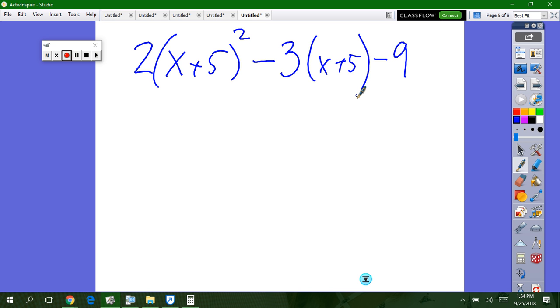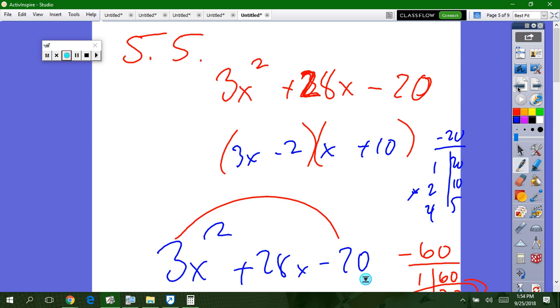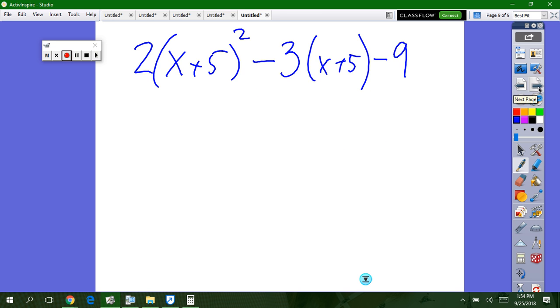Okay? But can you guys see that it's very similar to something like this? Notice I have something squared plus 28x or something x minus a constant. Look right here really quick. I have 2 times something squared minus 3 times that something plus our constant. You guys see that? Okay. Now I got 2 options.